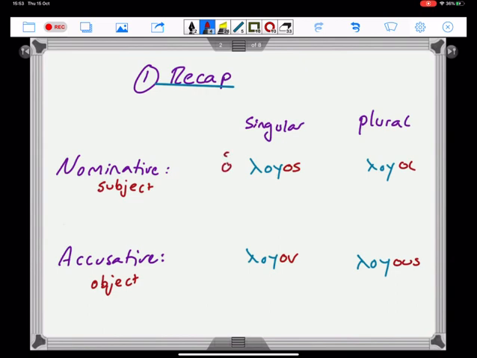Ho, ton, hoi, tous. This is a great starting point, and the same pattern is going to carry forward for the other things you'll look at in this chapter.